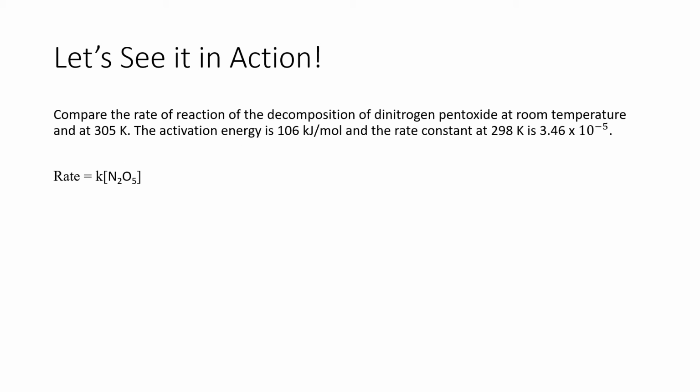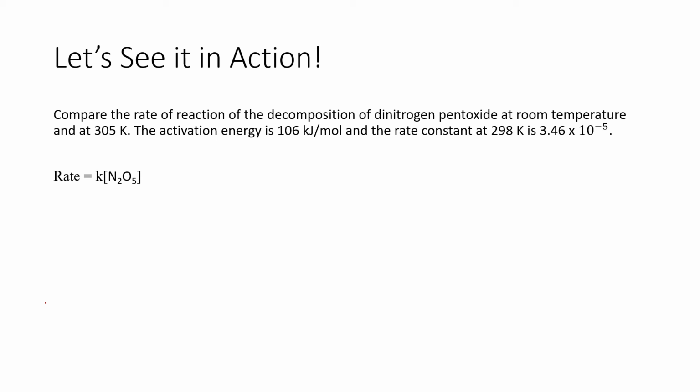So let's see it in action. We're going to compare the rate of reaction of the decomposition of dinitrogen pentoxide at room temperature, and then again at 305 Kelvin. The activation energy is 106 kilojoules per mole, and the rate constant at 298 Kelvin, which is room temperature, is 3.46 times 10 to the minus 5. So we're going to see how we can use the Arrhenius equation, and we're also going to show how different temperatures will affect the rate constant and then the rate.